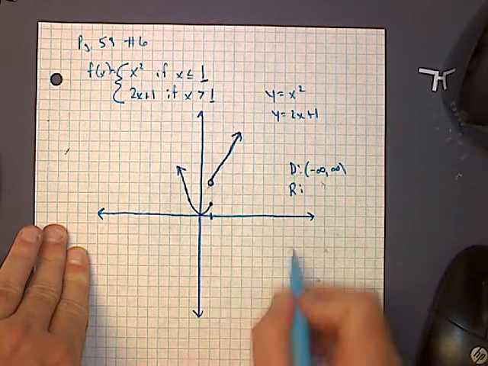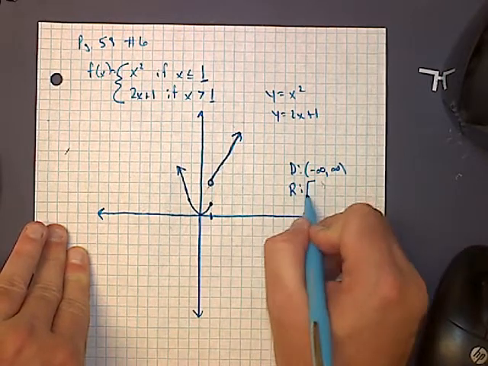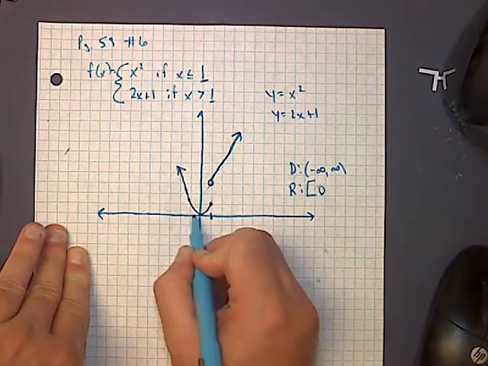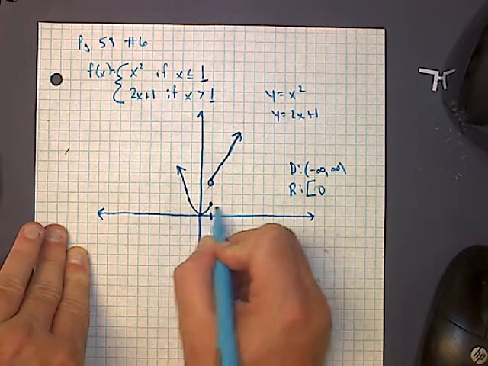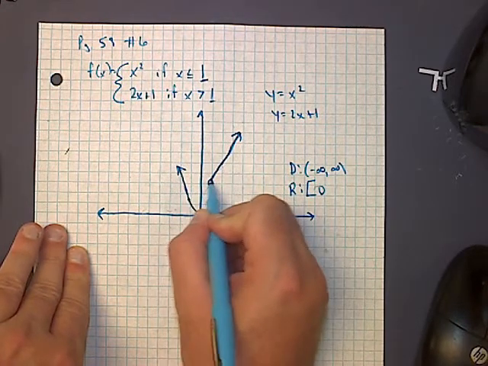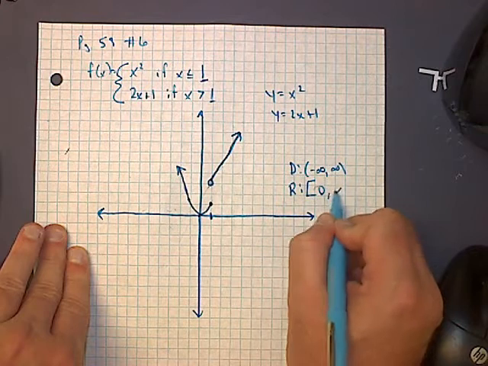Your range, start from the bottom. It would be 0, bracket because it's closed. It's still hitting. Even though it's open, it hits it over here. So 0 to infinity.